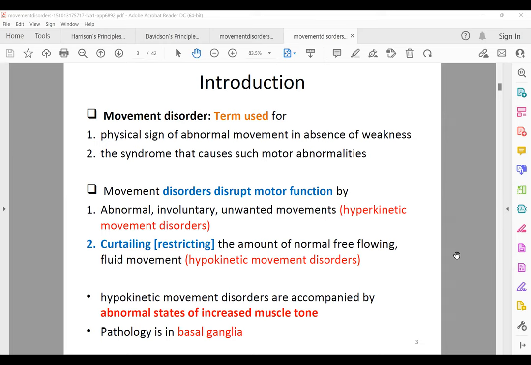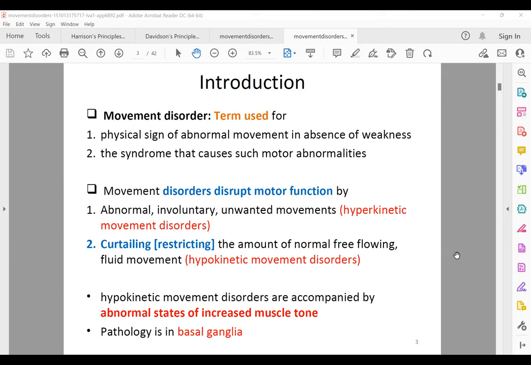Now, movement disorder is a term used for a physical sign of abnormal movements in the absence of weakness. That is important. If you have motor weakness and the abnormal movement is due to the motor weakness, that is not called a movement disorder. A syndrome that causes such motor abnormalities is a movement disorder syndrome. It is a disorder that disrupts motor function by abnormal, involuntary, unwanted, hyperkinetic or hypokinetic movements. Hyper is unwanted abnormal involuntary movements. Hypo is a reduction in the free-flowing, fluid-like muscle movement.